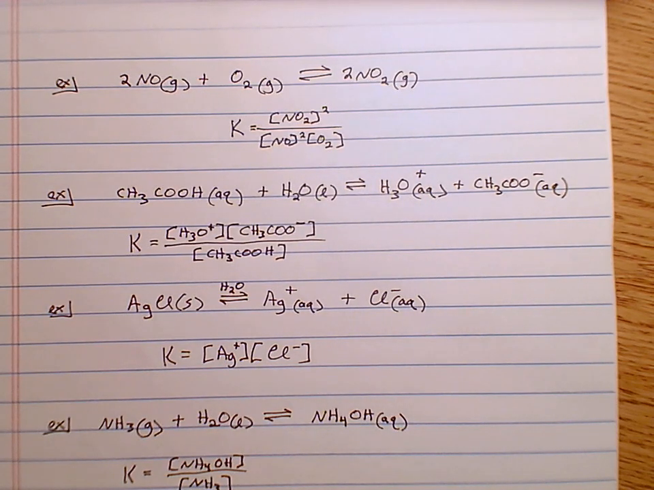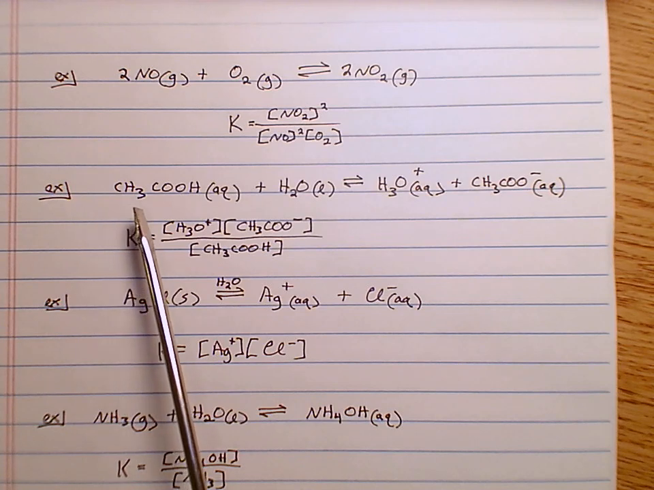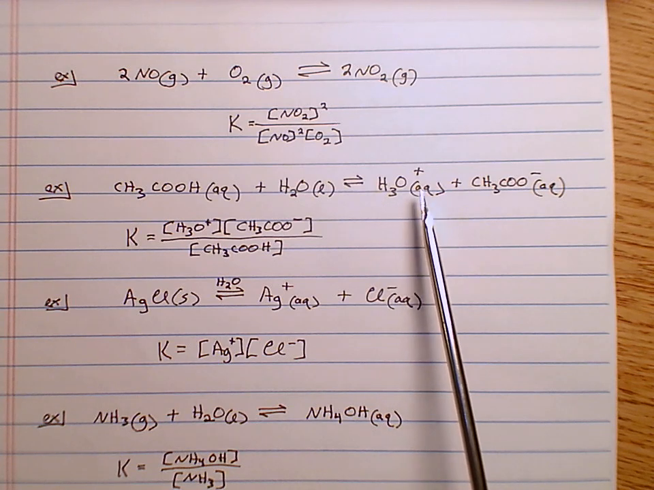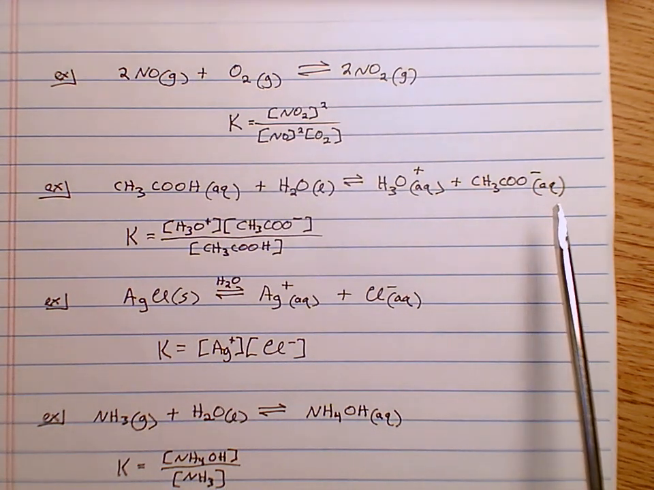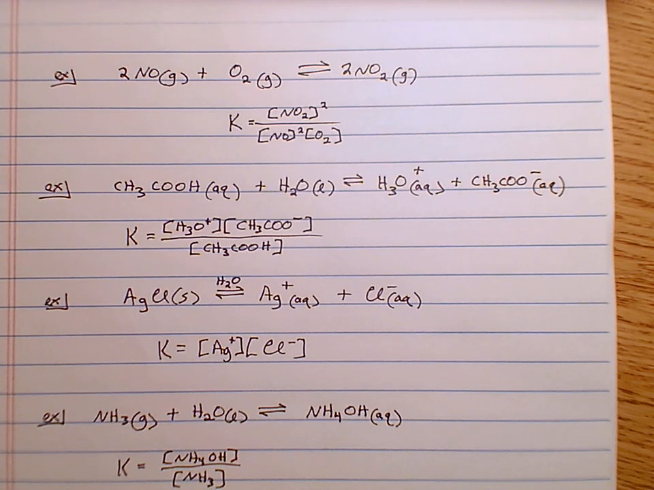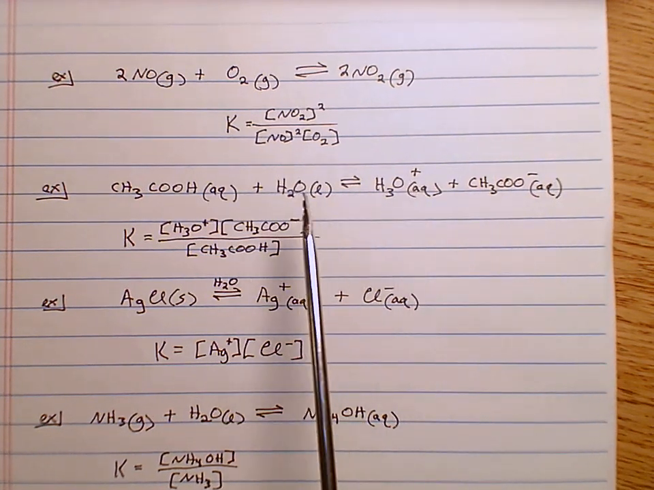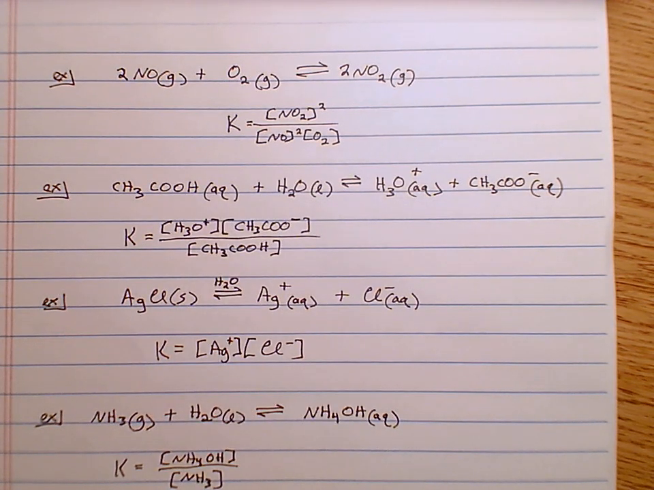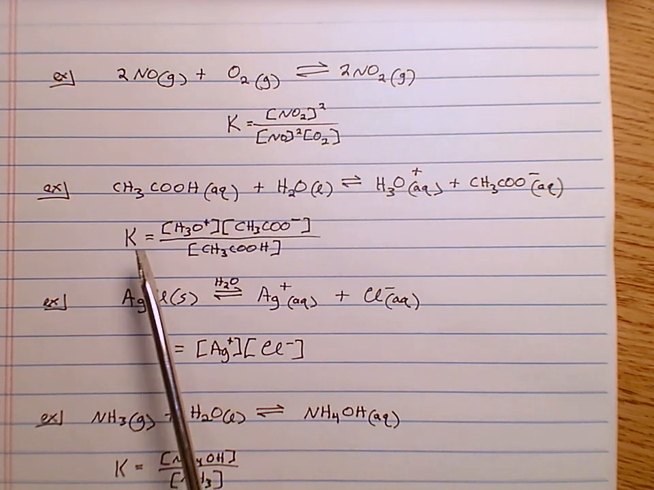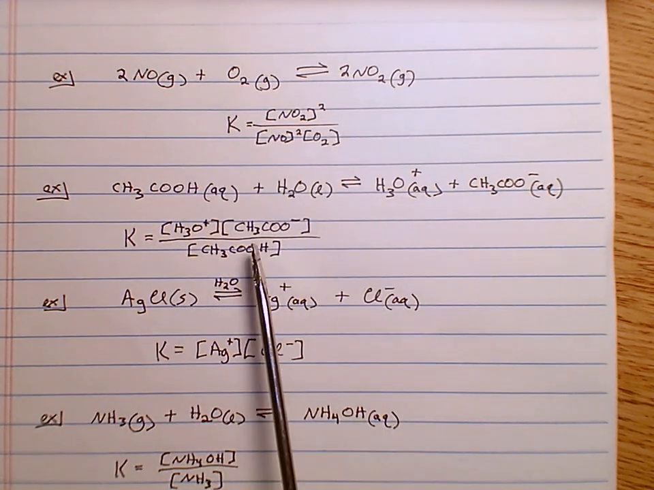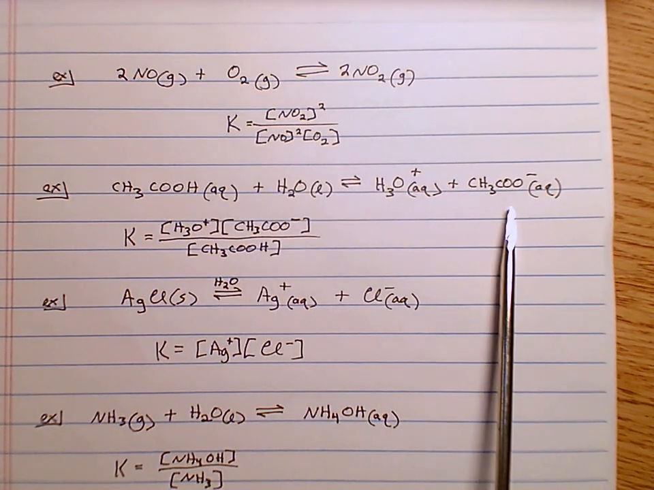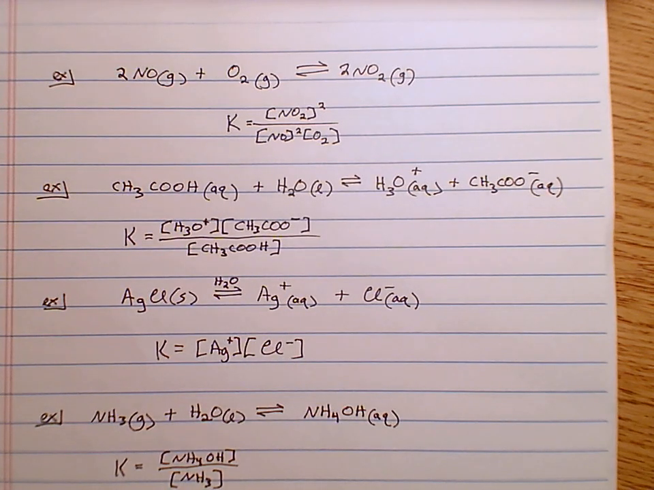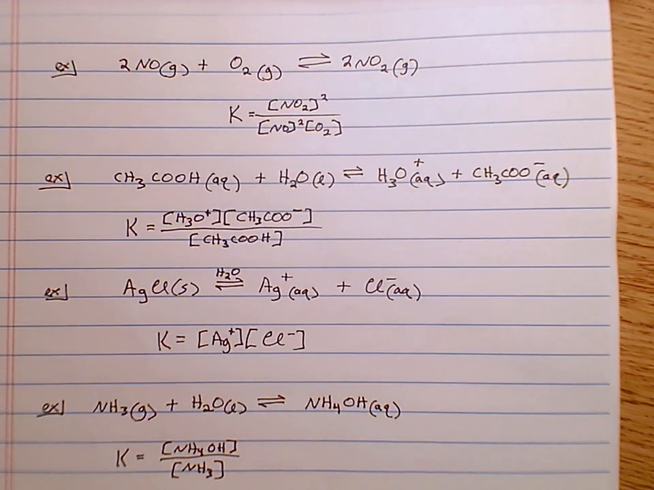Very straightforward. Let's look at this next reaction here. CH3COOH aqueous plus H2O liquid in equilibrium with H3O+ aqueous plus CH3COO- aqueous. When we look at this, we realize, okay, aqueous, yeah. Liquid, nope, we do not include liquids in our expressions. Aqueous, okay. So the equilibrium constant expression would be the concentration of H3O+ times the concentration of CH3COO- divided by the concentration of CH3COOH. We just do not include H2O. It's not in there.